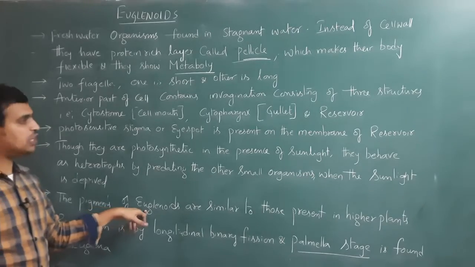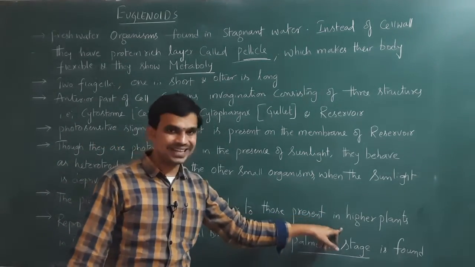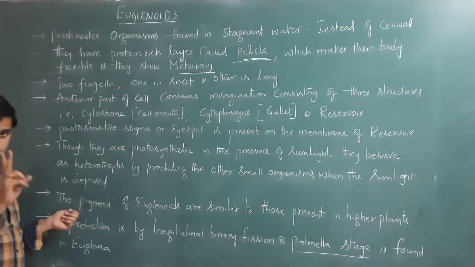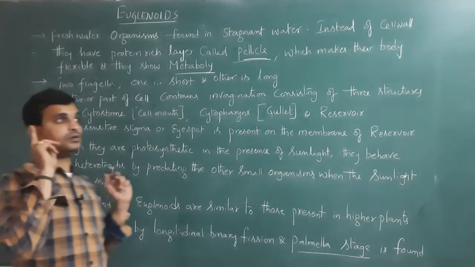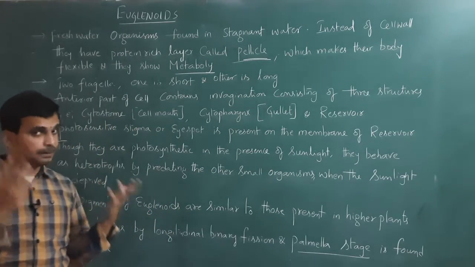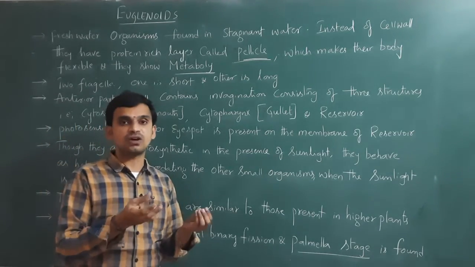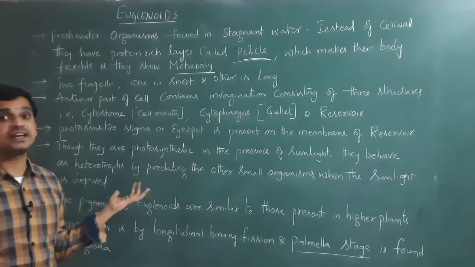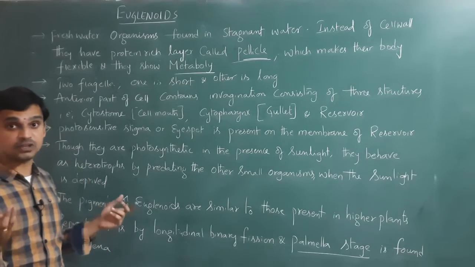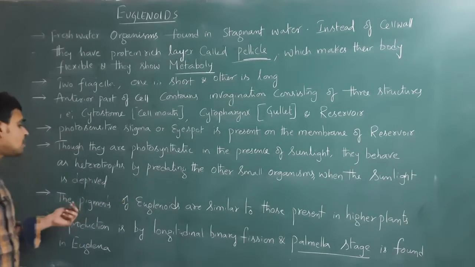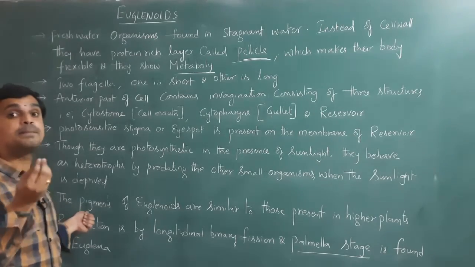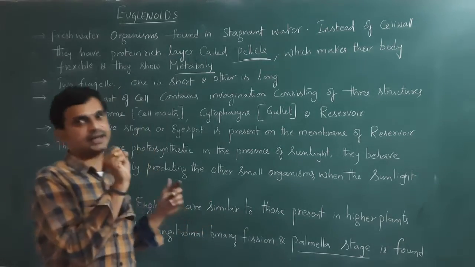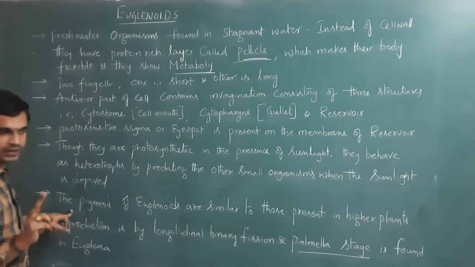Next, the pigments of euglenoids are similar to those present in the higher plants. When you are talking about the pigments, you should remember two things. There are mainly two functions of the pigments. Any pigment imparts color to the organism. Why do different organisms appear in different colors? Because of the presence of different types of pigment. So pigments give color to the organisms, and pigments also absorb sunlight. These are the two things you should remember regarding the pigments.